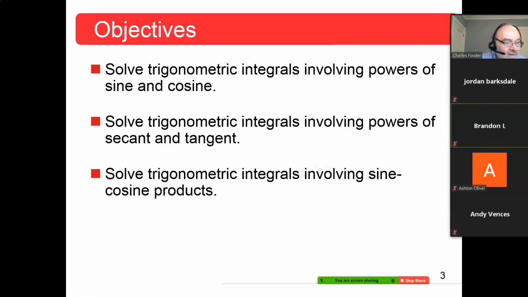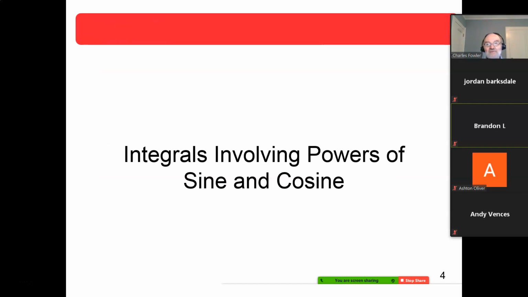Yeah, here are our objectives for 8.3. Solve trigonometric integrals involving powers of sine and cosine. Last time, remember, we had a sine squared. We showed a technique for doing that. Solve trigonometric integrals involving powers of secant and tangent. We'll get to that one. And we'll solve trigonometric integrals involving sine cosine products, not just powers, but products. Okay? So, here's where we begin.